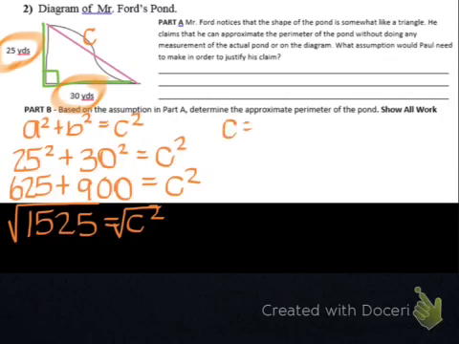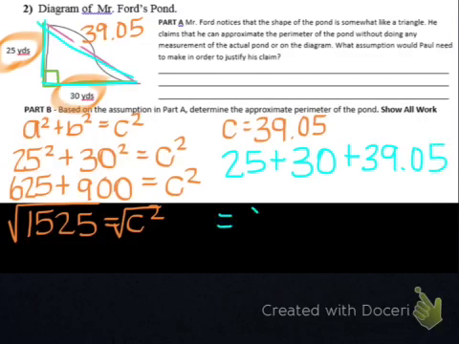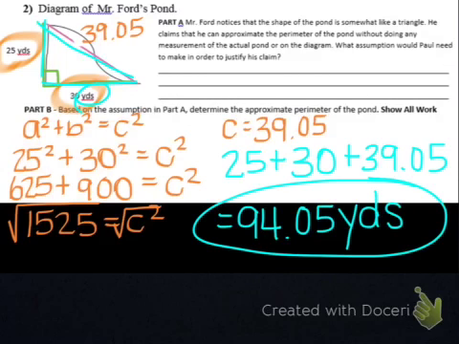So c equals approximately 39.05. So this up here, c, is 39.05. Now to find the perimeter, all you have to do is add up all the outside edges. So 25 plus 30 on the bottom plus 39.05, which is our new measurement. When we add those all up, we get a total of 94 and 5/100, and we are in yards. Because we're in perimeter, it's just single yards, so it's 94.05 yards, and that's the answer.